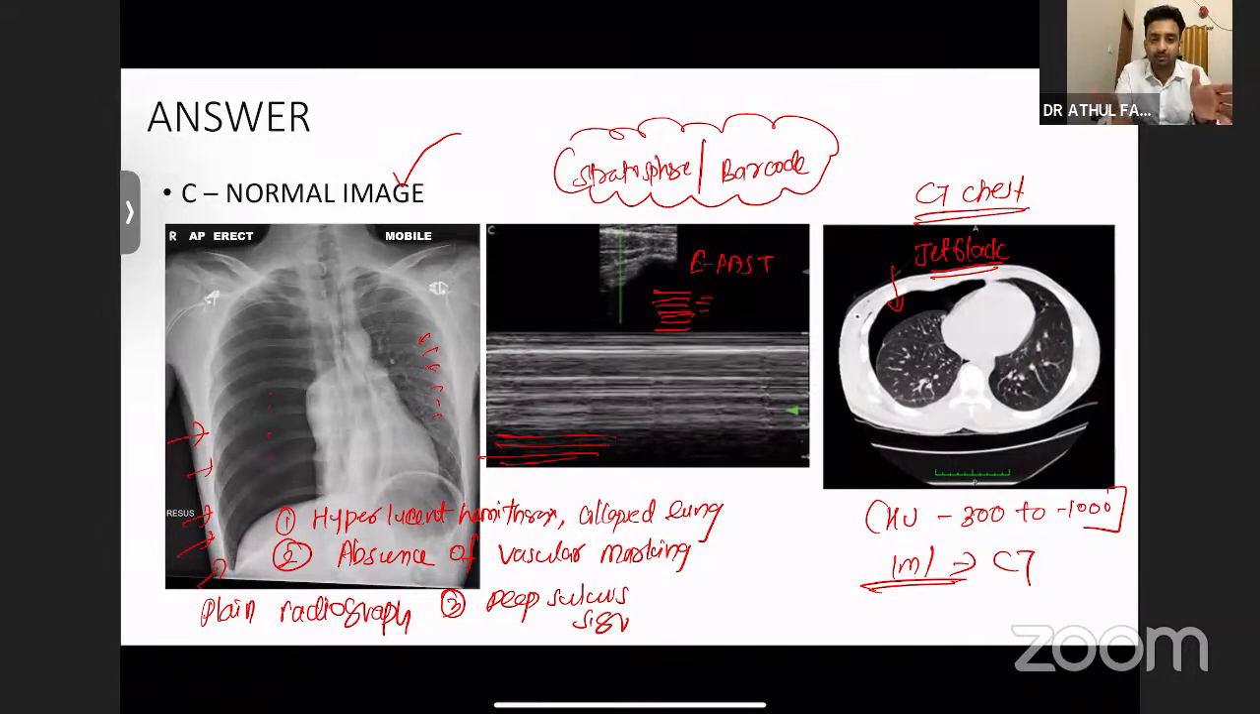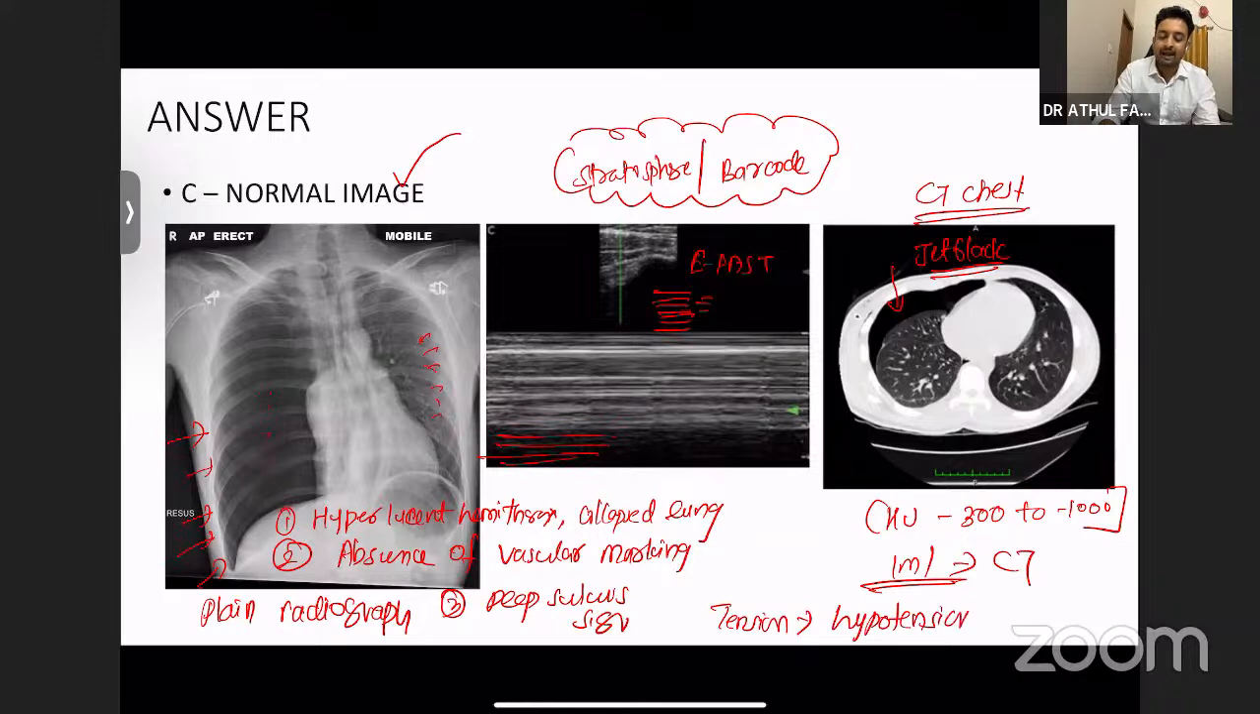Then you should know the treatment part. You should know where to put the ICD, what is the triangle of safety, and what you do in cases of tension pneumothorax. All these things are very important. In tension pneumothorax, because of the pneumothorax, the air compresses the vascular column. It compresses the blood vessels, resulting in hypotension. So in tension pneumothorax, the patient will present with hypotension.